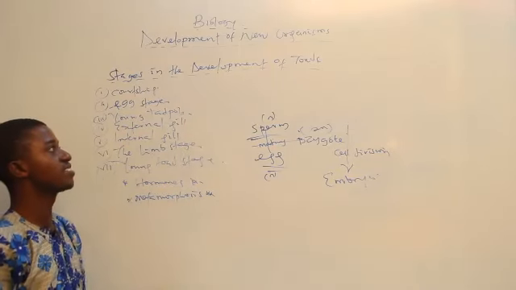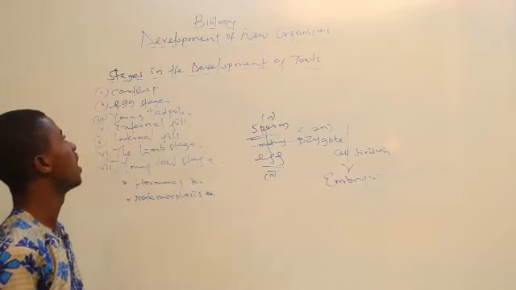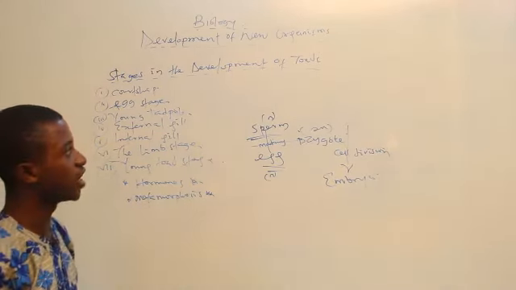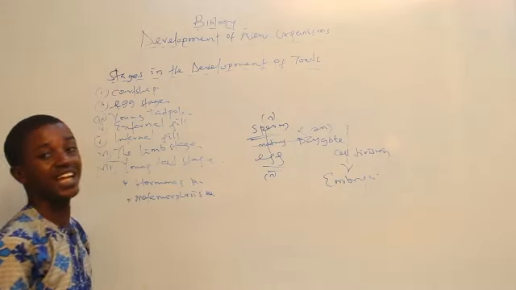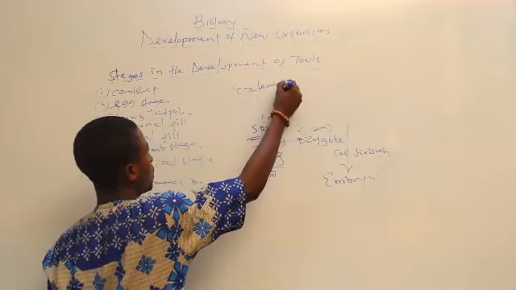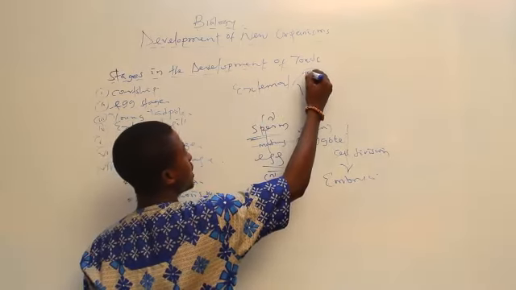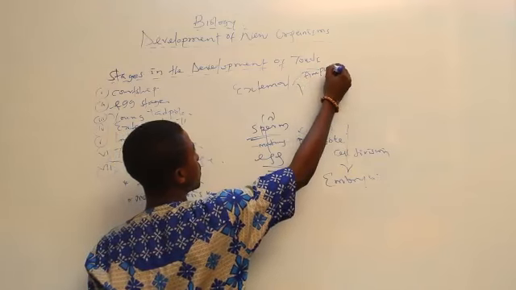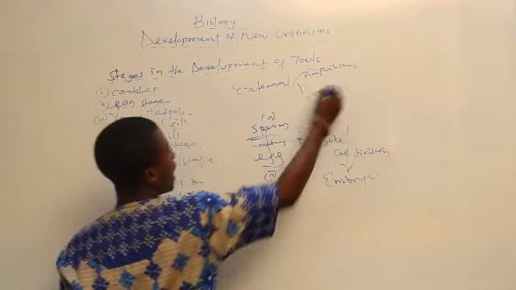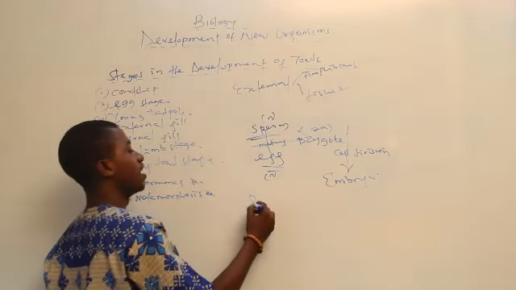So now we're going to be looking at the stages in the development of toad. Toad is a representative family of the amphibians. The stages of development actually start from courtship. Don't forget, fertilization in toad is external. Toads, amphibians and fishes undergo external fertilization.